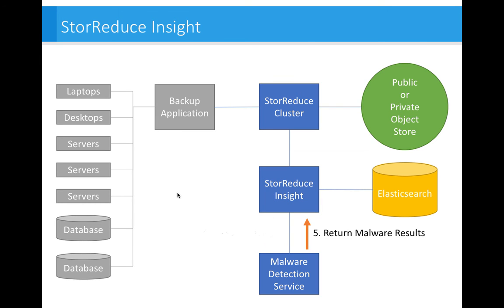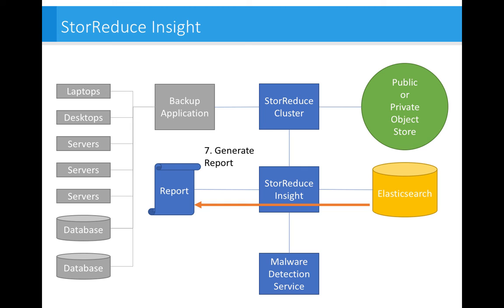The malware detection service sends its results back to StorReduce Insight, stating if it found anything suspicious and what it found. StorReduce Insight then stores the report and the metadata into the Elasticsearch cluster. It's a tiny amount of data per file. You then generate a report that shows what malware was found, if any, where it was found, down to the system that is infected, the file that is infected, and who was using the system when that file was infected.